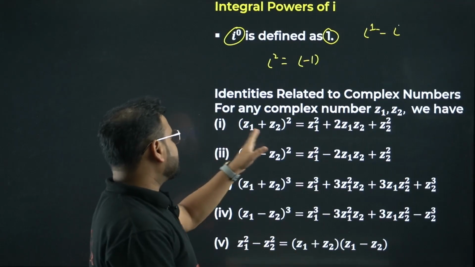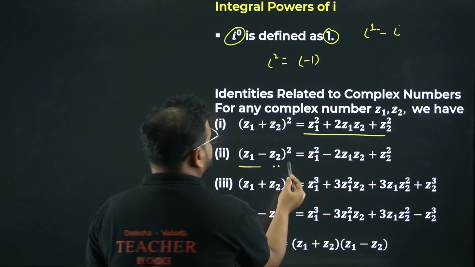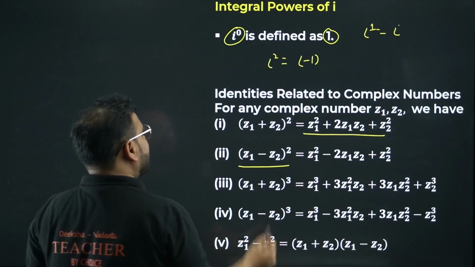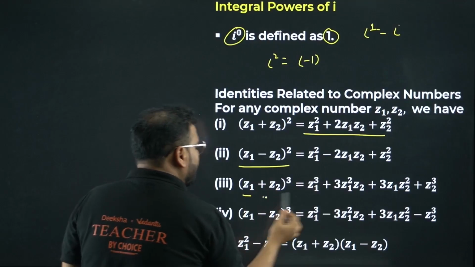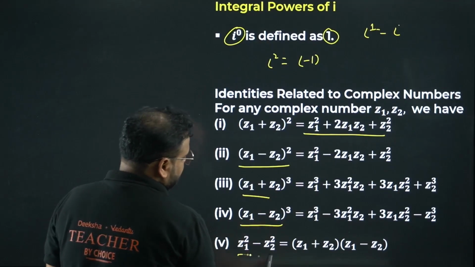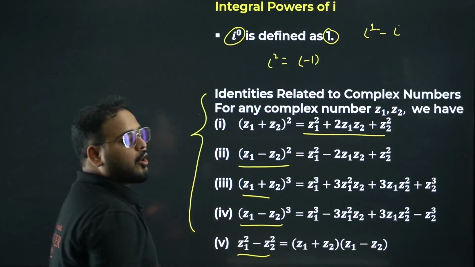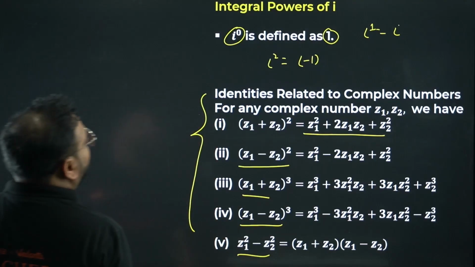Likewise, again, have a look. If you have z1 plus z2 the whole square, we can write this as z1 square and so on. Please check. Continue like this: a plus b the whole square, a minus b the whole square, a plus b the whole cube, a minus b the whole cube. And a square minus b square is also there. Basically, these identities of algebra are applied on complex numbers as well. z1 and z2 are complex numbers.